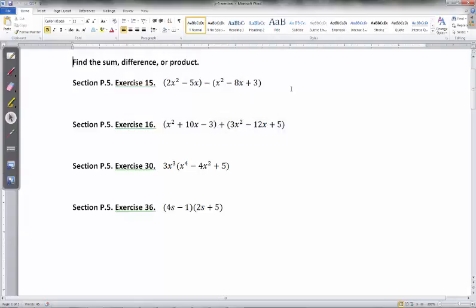And if you've done any algebra before, these will probably be pretty familiar to you, because all we're going to be doing is just collecting like terms. So in exercise 15 here from P5, all you do to subtract two polynomials is make sure you distribute this negative through the second polynomial here. So minus x squared plus 8x minus 3. And this one I can just drop the parentheses because it has a positive in front of it.